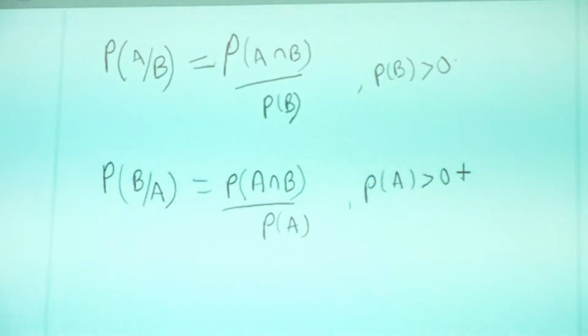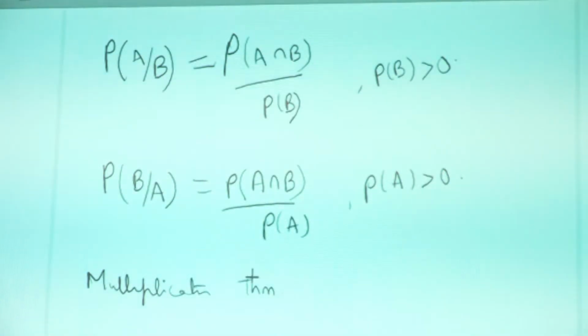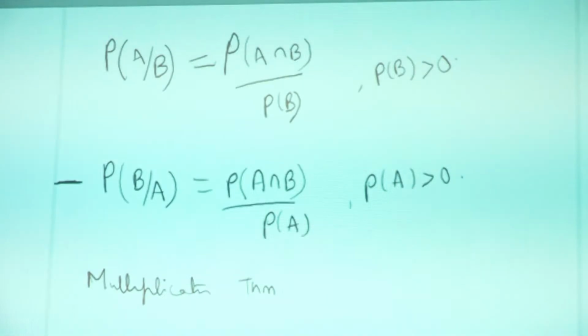From this we'll get the multiplication theorem. If you just rearrange it, you are going to have the multiplication theorem. If I take the second one, I can rewrite it as P of A intersection B is equal to P of A into P of B by A. Or if I take the first one, I can write it as P of B into P of A by B. So this is the multiplication theorem.